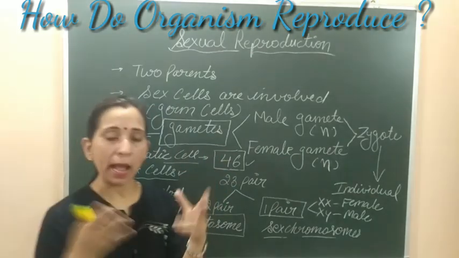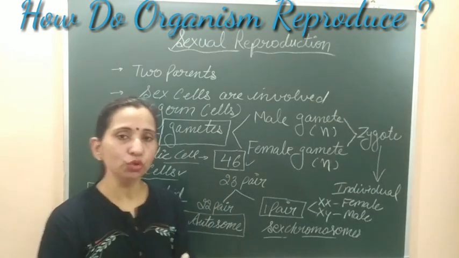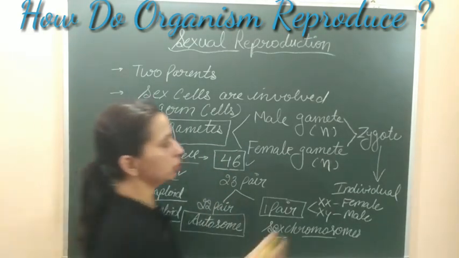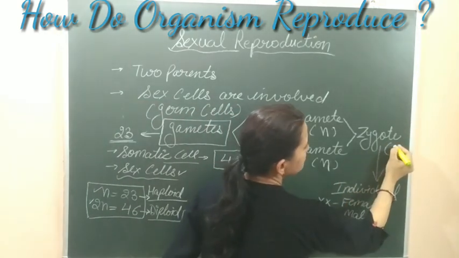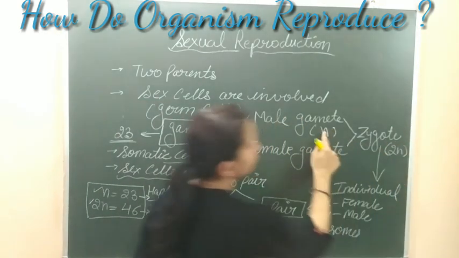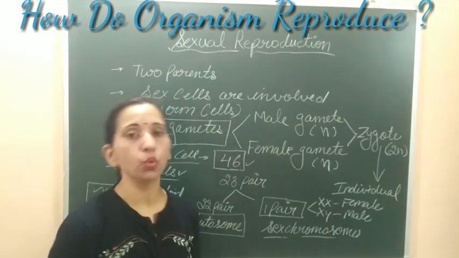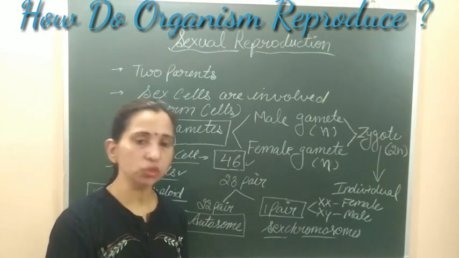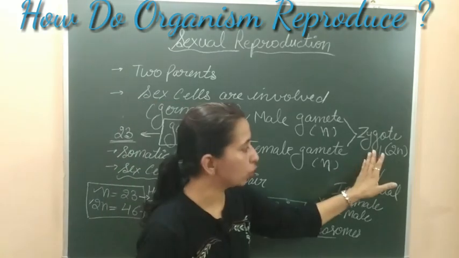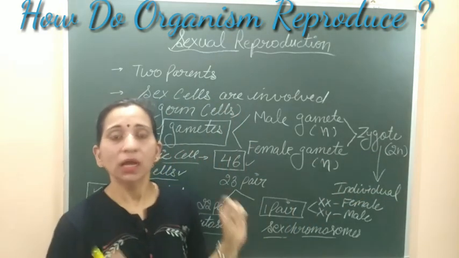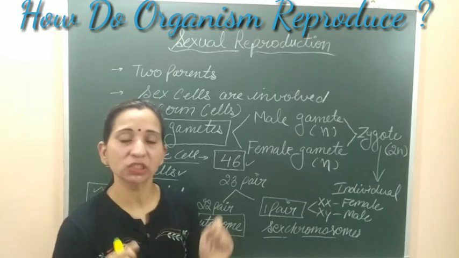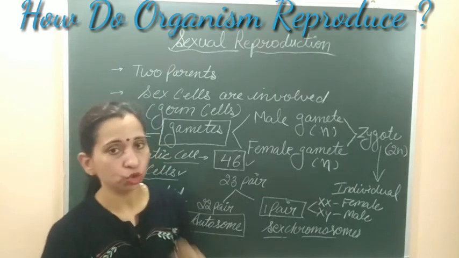When these two haploid gametes fuse together for the sexual reproduction, they form zygote, and this zygote when n mix with n, then the structure which will form is 2n. The structure form होती है, new structure form होती है, that is known as zygote. This zygote has diploid in nature, means it contains 46 chromosomes.